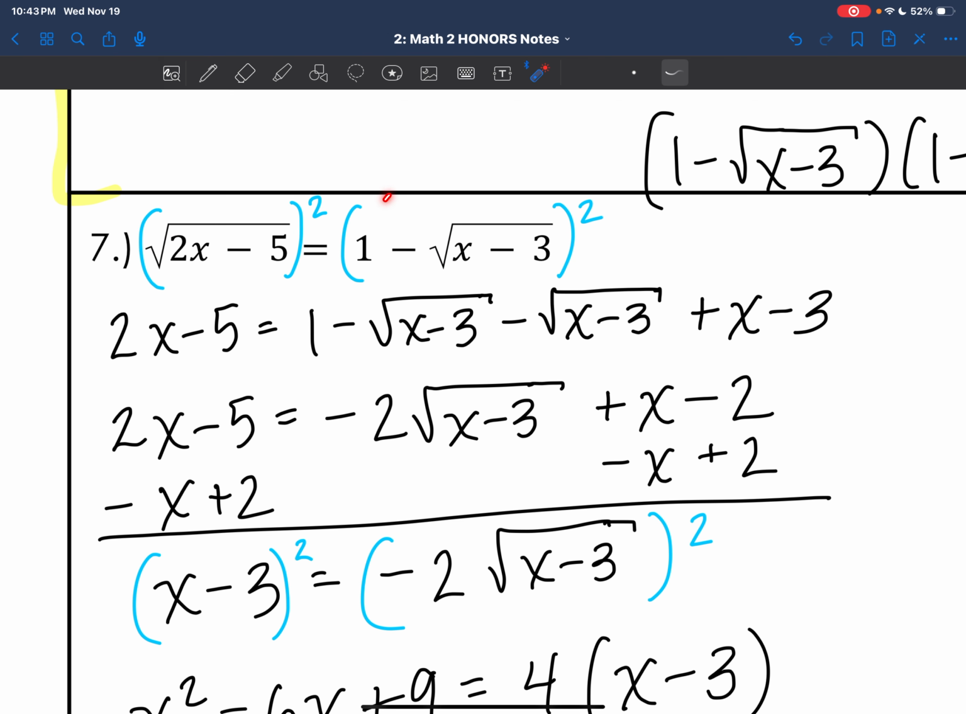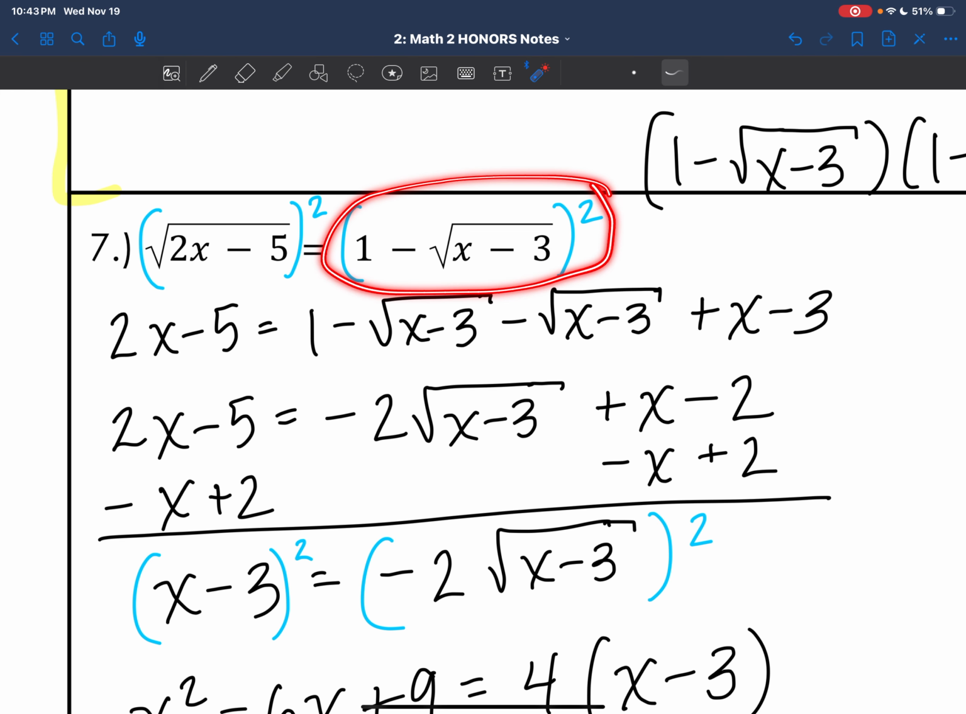Well, I can't really do anything with this 1 minus because I can't move anything over yet. But what we can do is, since this one's already isolated, we can square this side and then make sure you square everything on this side. Now, once you do that, you're going to get 2x minus 5.